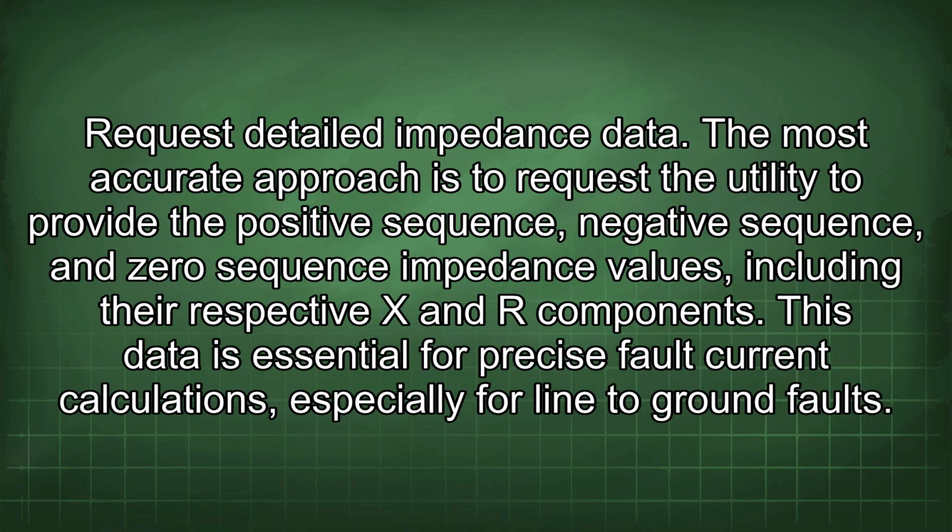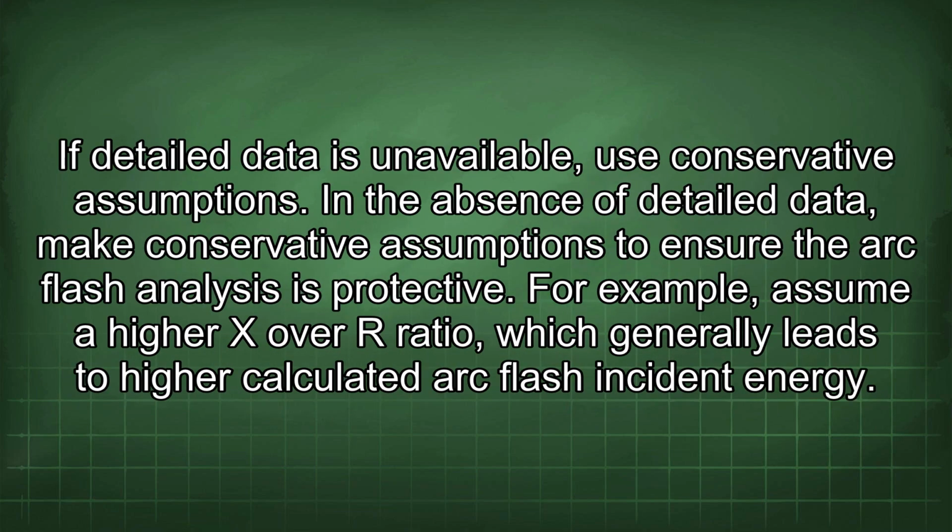Request detailed impedance data. The most accurate approach is to request the utility to provide the positive sequence, negative sequence, and zero sequence impedance values, including their respective X and R components. This data is essential for precise fault current calculations, especially for line-to-ground faults. If detailed data is unavailable, use conservative assumptions. In the absence of detailed data, make conservative assumptions to ensure the arc flash analysis is protective. For example, assume a higher X over R ratio, which generally leads to higher calculated arc flash incident energy.